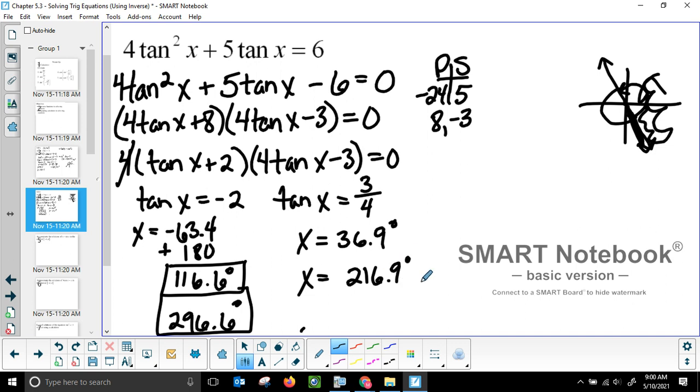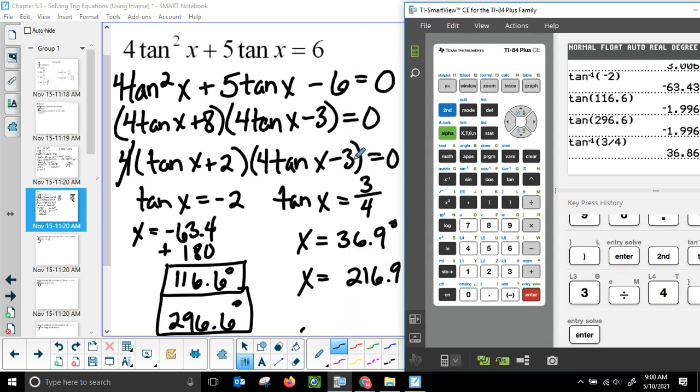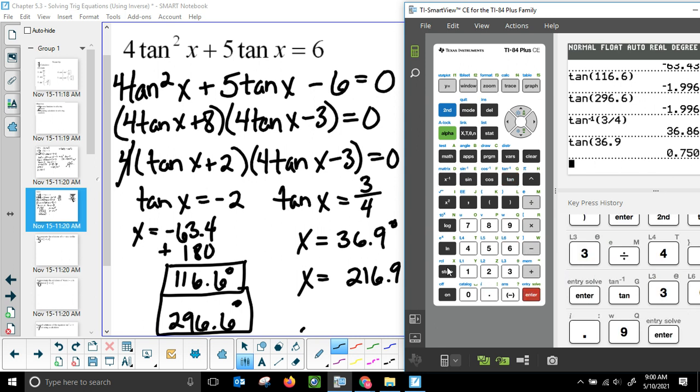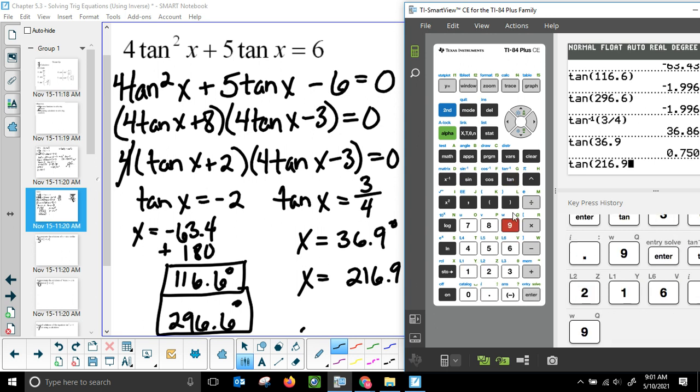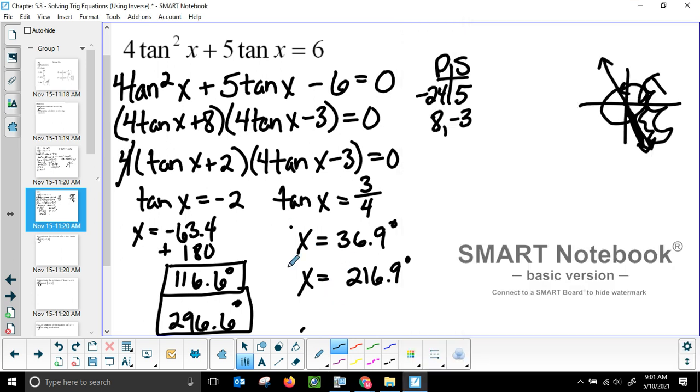Again, you can always check yourself. Now we're trying to get 3/4, so close to 0.75. So if I do tangent of 36.9, I get 0.750. If I do tangent of 216.9, I also get 0.750, which is 3/4. So we're good here. Questions or concerns there? Okay.